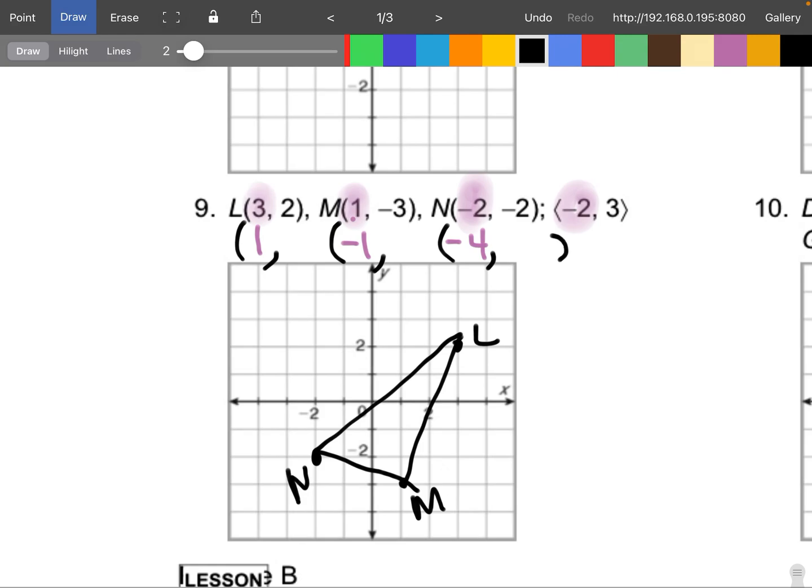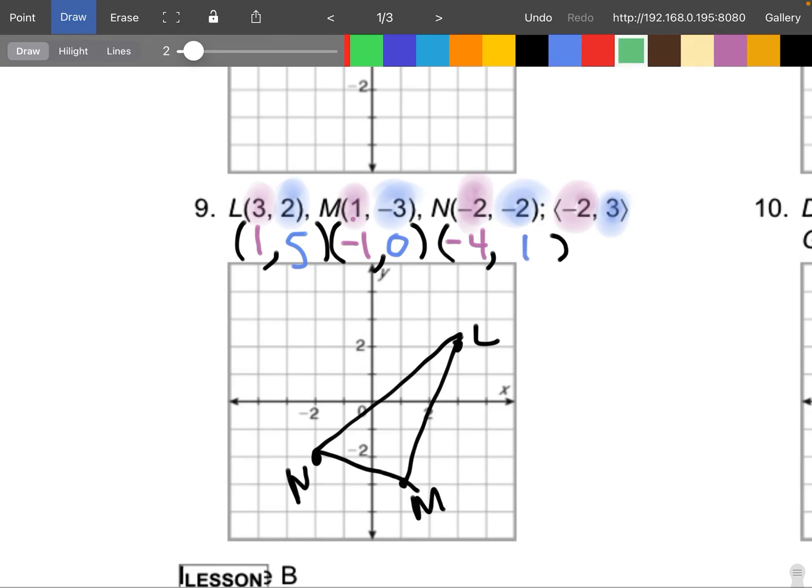Now let's do the y values. So now my y values, I'm going to be adding 3 to all of my y's, which means going up 3. So 2 plus 3 is 5. Negative 3 plus 3 is 0, and negative 2 plus 3 is 1.